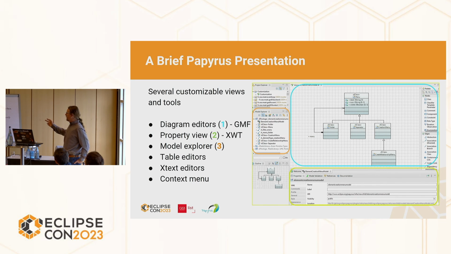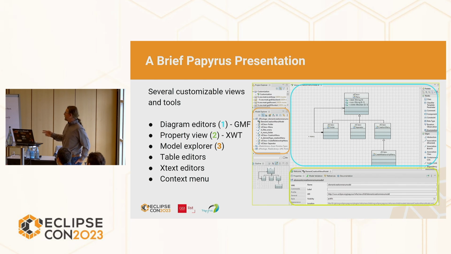The three parts are highly customizable in Papyrus. In the Model Explorer, you can change the label, the icon, the children, and so on. In the central area, in the editor, you can change the shape of the element, the label, add or remove compartments, and you can change the tools available in the palette for your final user. At least in the property area, you can add new tabs to show only main properties for your final user.